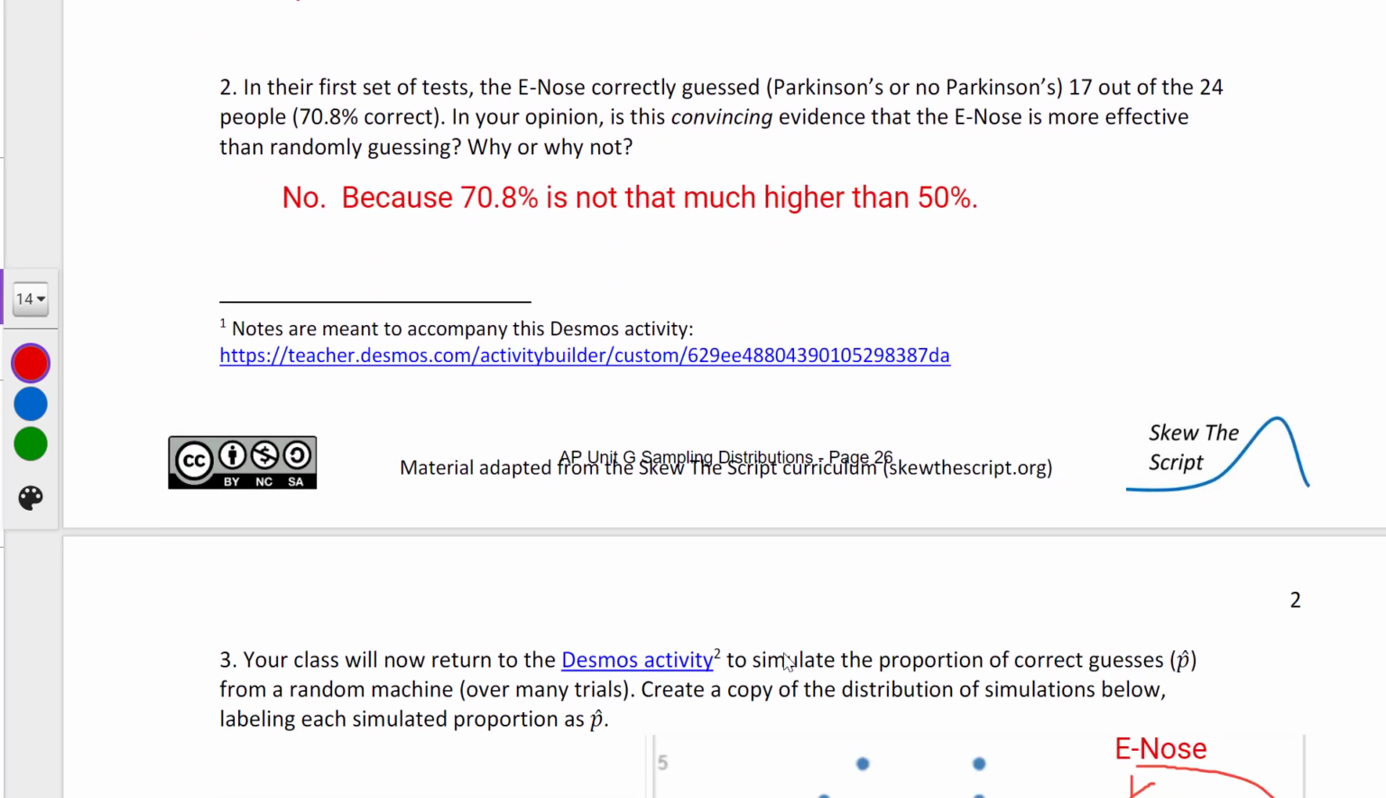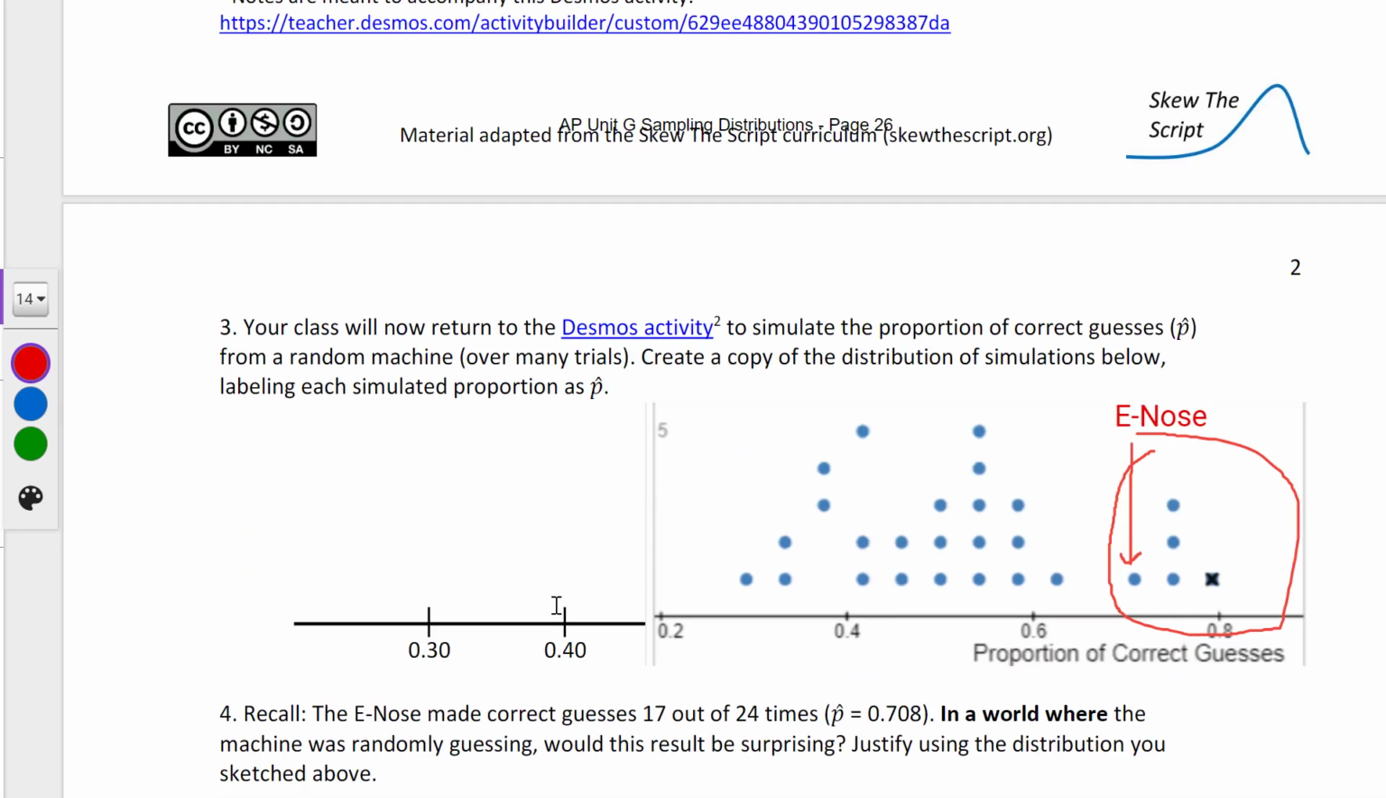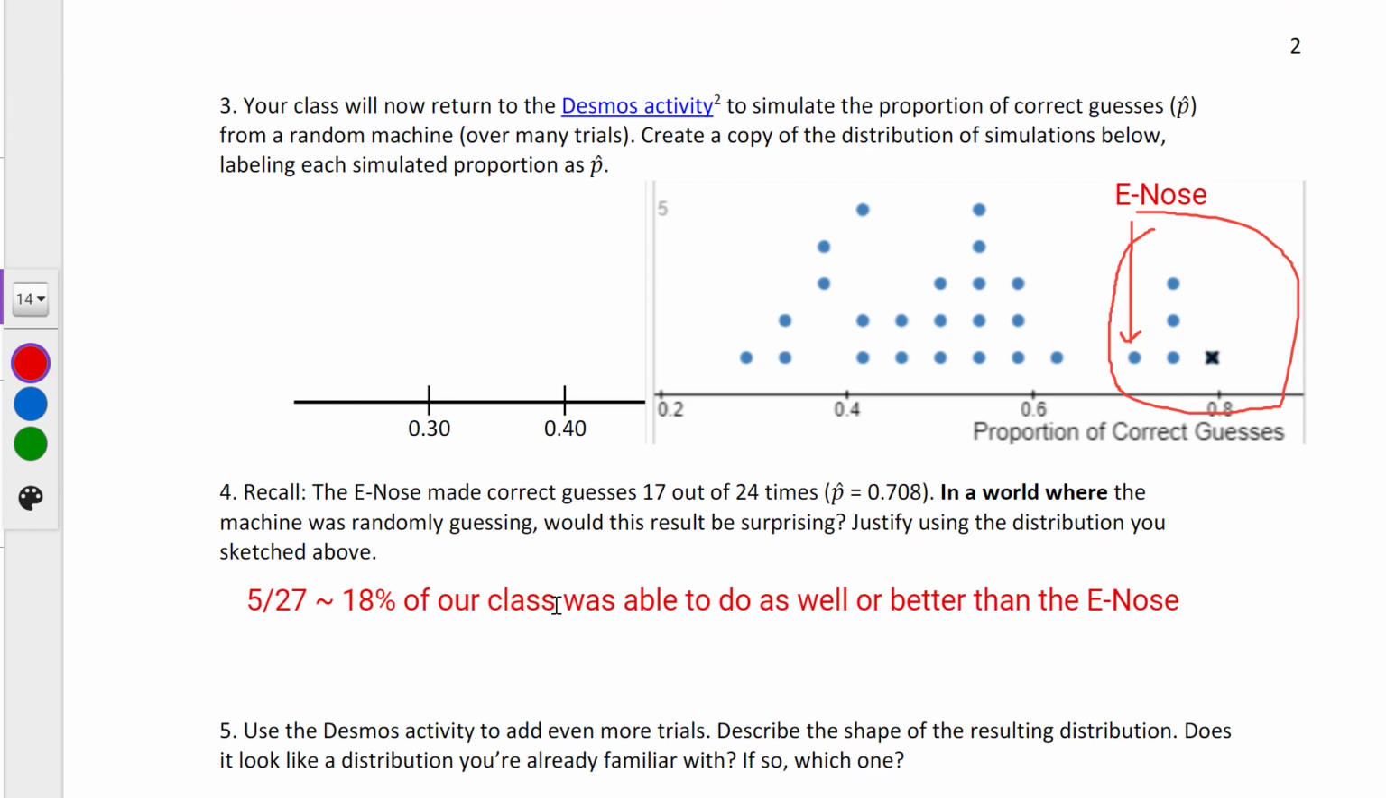So we did our own simulation in class. We used a Desmos activity to do that. You had 24, and these are the results for one class. You can kind of ignore this here. This is pasted in from the Desmos. You can see that it was about half of you. We averaged about half right, which is what we expected because it was us guessing.